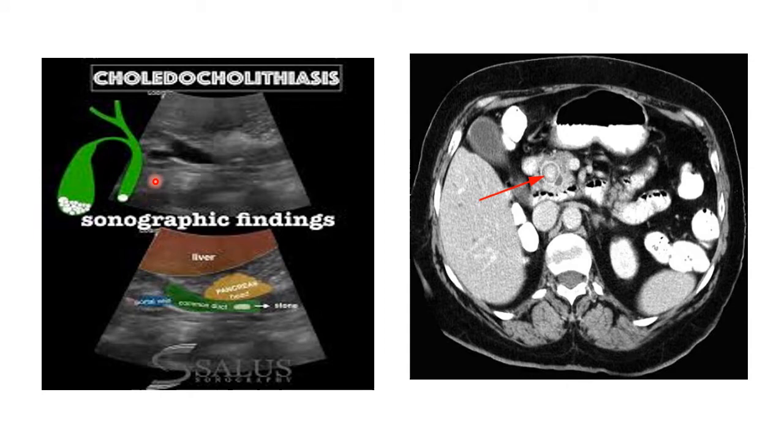This slide shows you some images of CBD stone or choledocholithiasis. The first one is your ultrasound finding. This is the liver, this is the pancreas, and this is the bile duct. There is a stone here, a filling defect at the lower end of the bile duct. So this is choledocholithiasis on ultrasound. This is a CT scan finding showing the lower end of the CBD is dilated and filled with a stone, and the gallbladder is also slightly distended. This is another CT scan finding of choledocholithiasis.